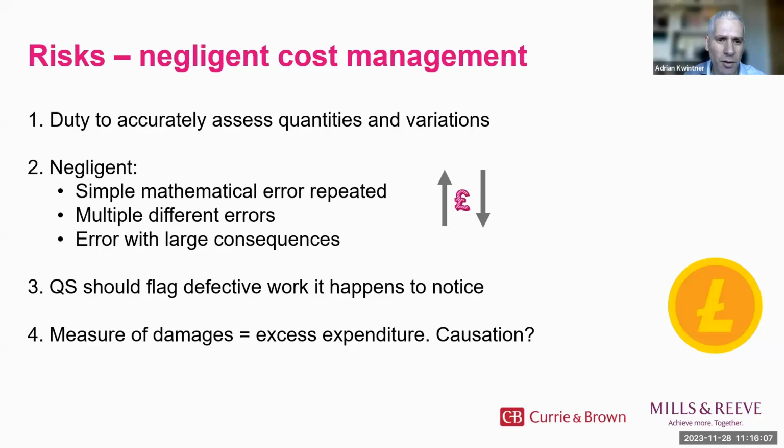A low valuation can create financial problems for the contractor, which could lead to the contractor's insolvency, possibly the need for a fresh tender exercise. A high valuation creates a risk to the employer of paying sums for which it obtains no benefit. Both scenarios can give rise to claims against the QS for excess expenditure. Minor errors won't usually amount to negligence. The QS is more likely to be negligent if a simple mathematical error was repeated in a series of valuations, or if the QS makes multiple different errors, or if any individual error has large consequences.